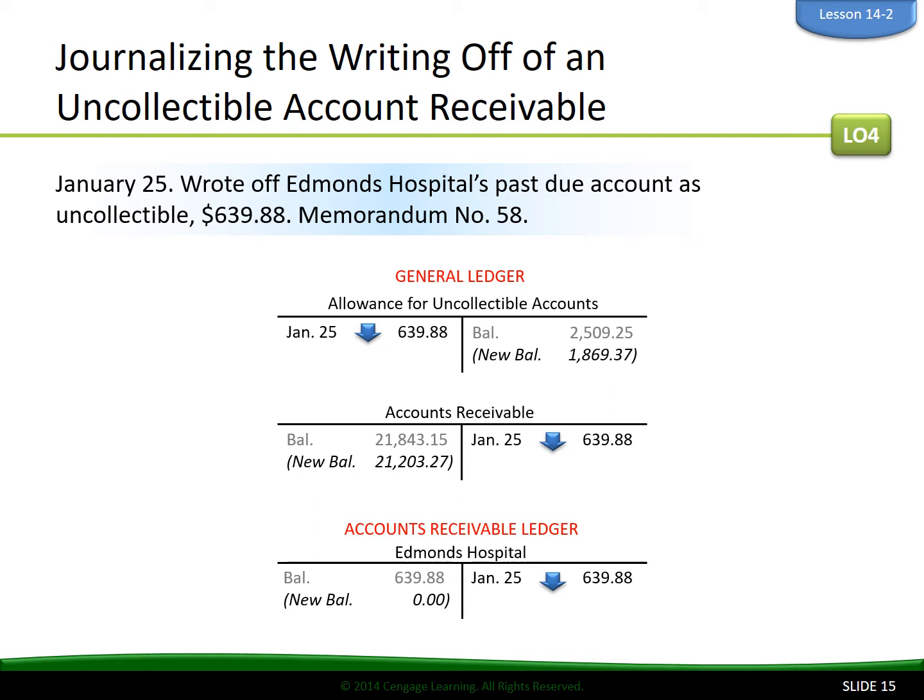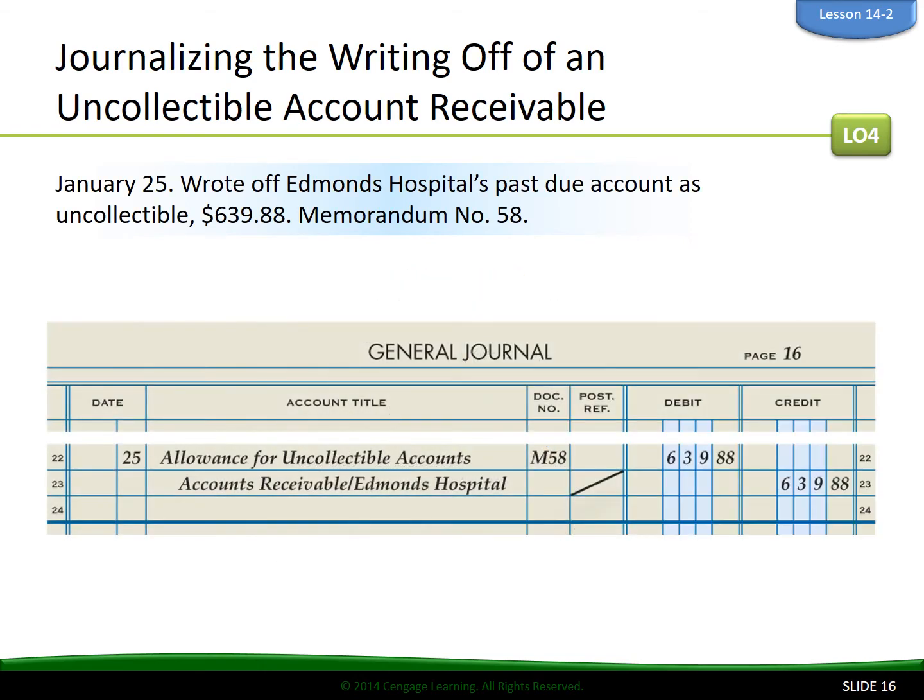Accounts receivable ledger for Edmonds Hospital, this is how it will look. New balance of 0, it means that it's canceled. And January 25th, right-hand side, $639.88. Okay, this is how you would look in the general journal.